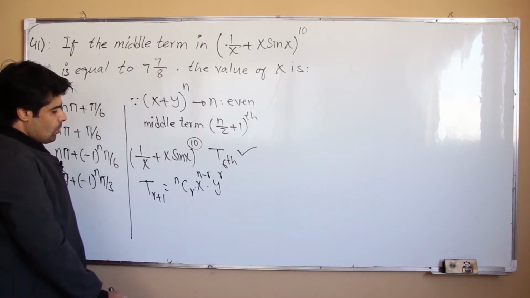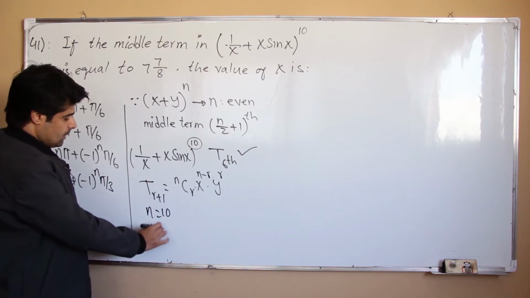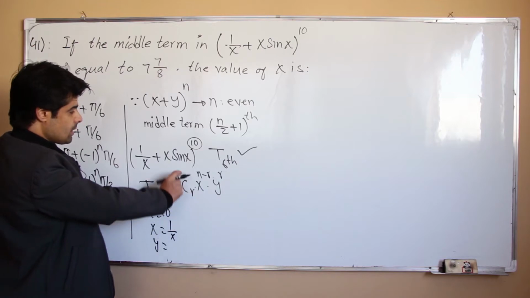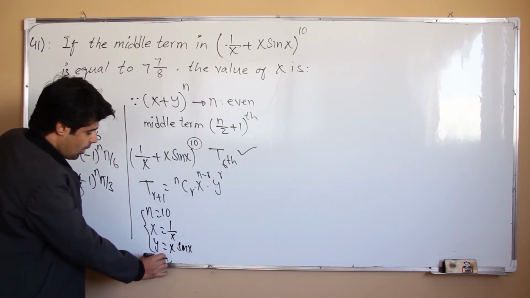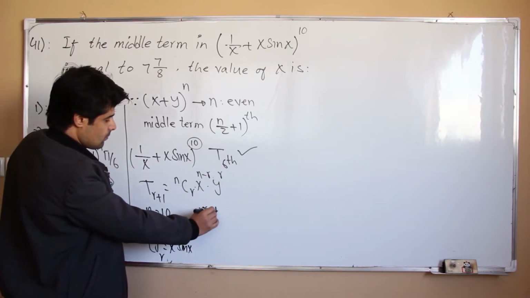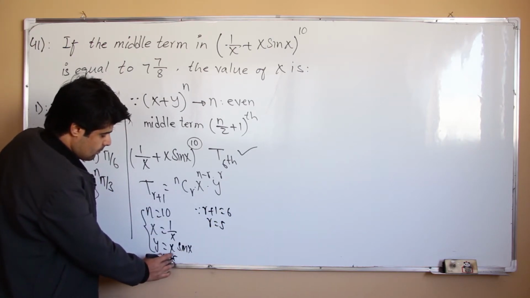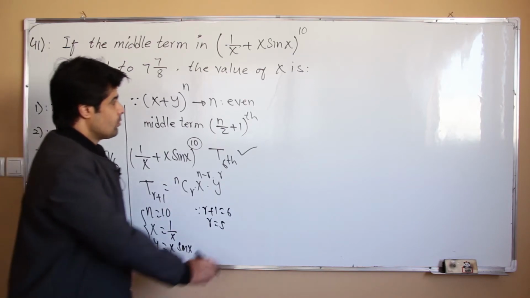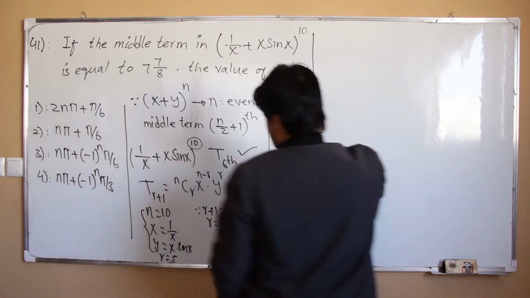Here, what is n? n is 10. What is x? x is 1 divided by x. What's y? y is x sin x. And what's r? r plus 1 is 6, so r is 5. Now put these values in the formula, and you will find the general term or the middle term.